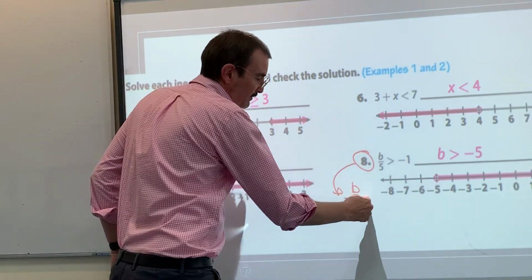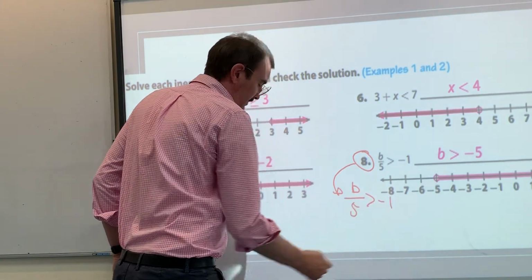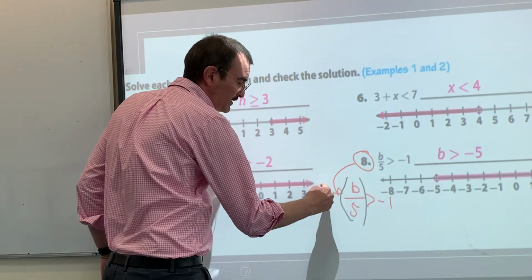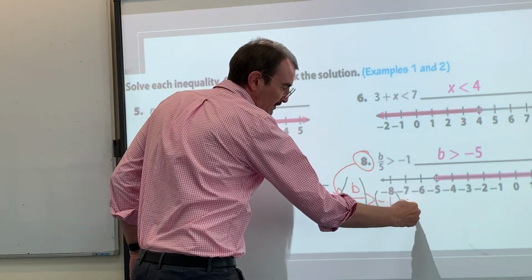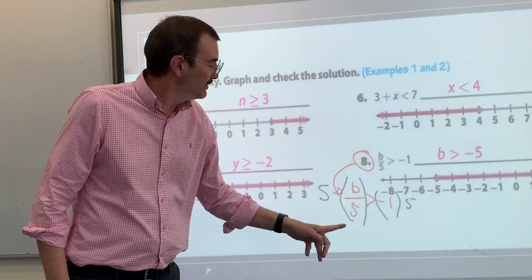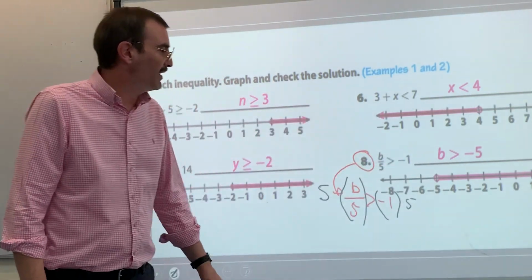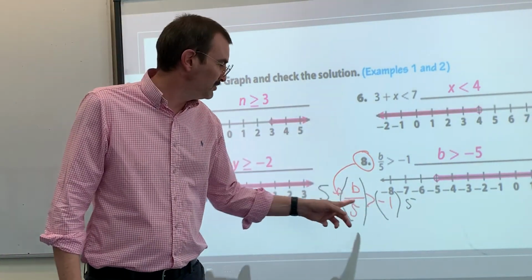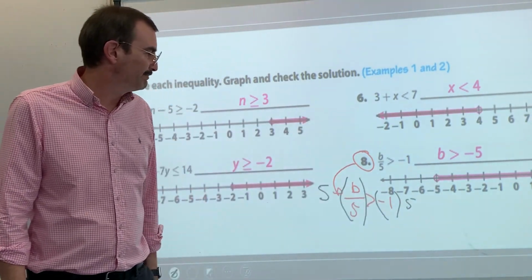So b over 5 is greater than negative 1. What you needed to do was multiply both sides by 5. 5 divided by 5 is 1b, minus 1 times 5 is negative 5. And then you should get your answer. You don't flip the sign because you didn't multiply by a negative.